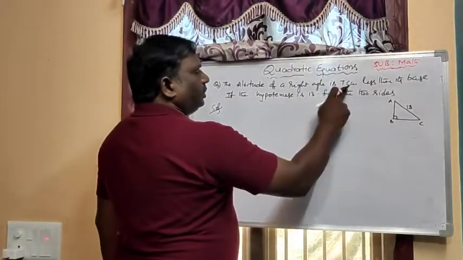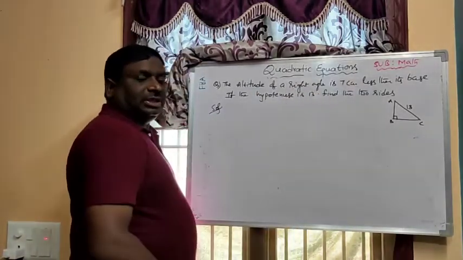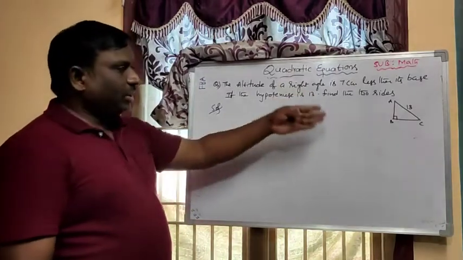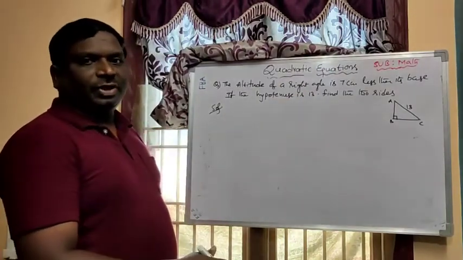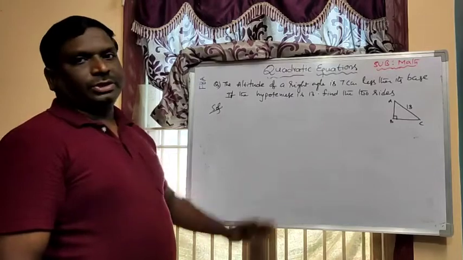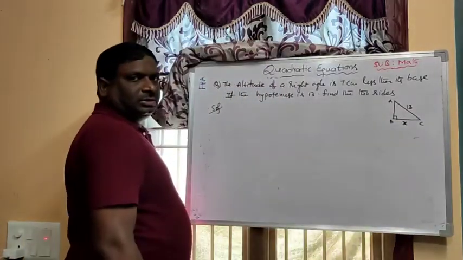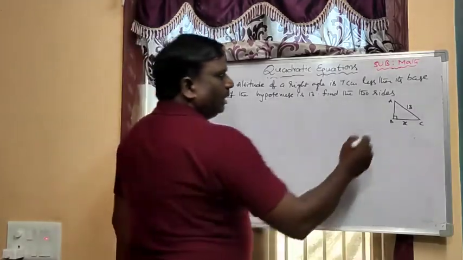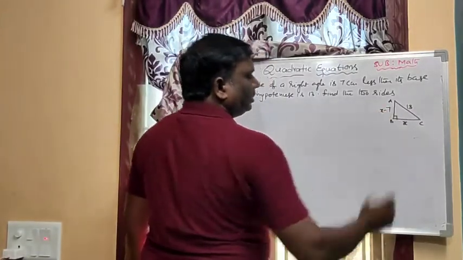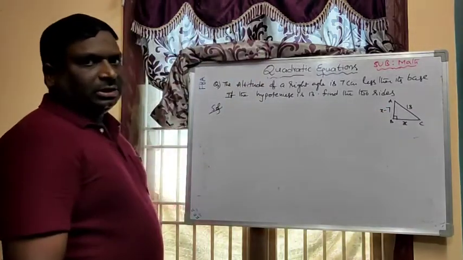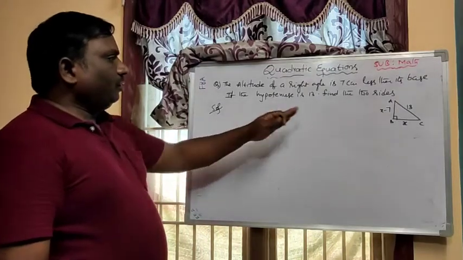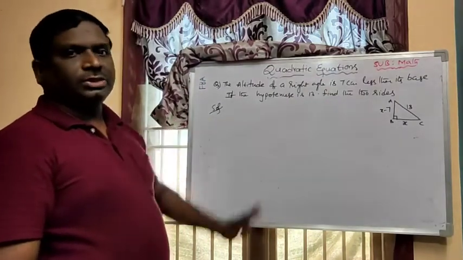So altitude is 7 centimeter less than its base. If you know the base, then you can find the altitude. Minus 7 if you take, then you will get the altitude. So base you don't know, that's why you are taking x. And altitude is x minus 7. If you know this way, then you can do the solution.